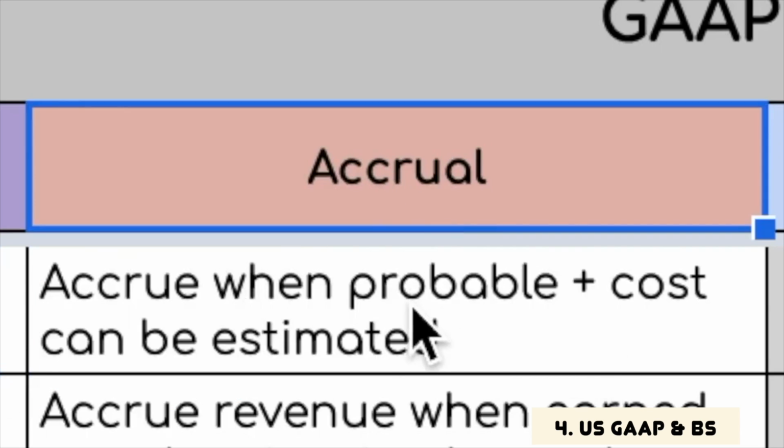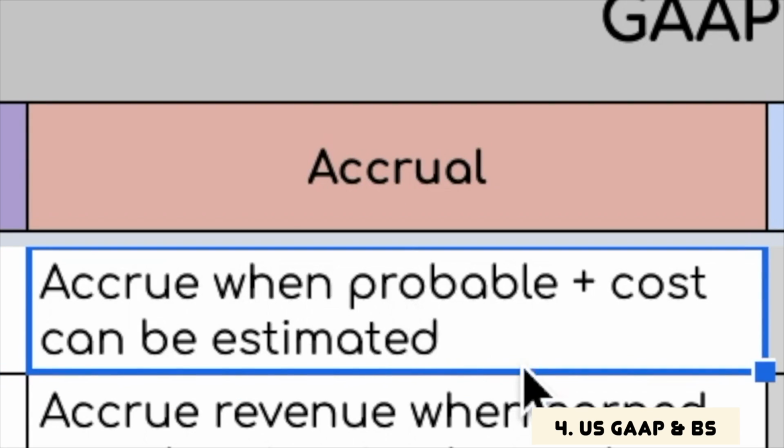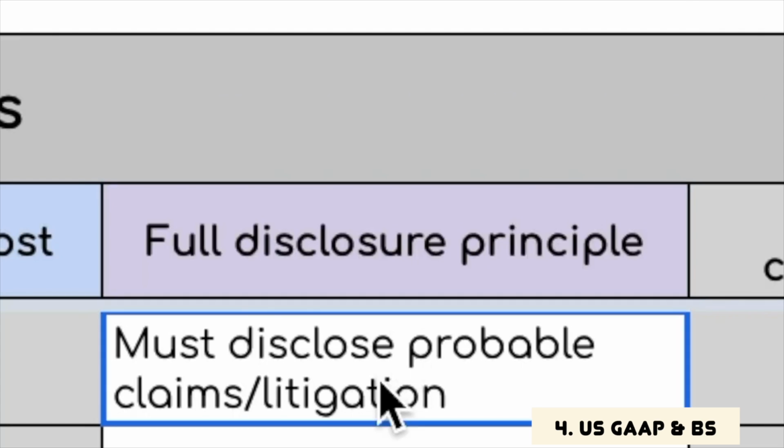The accrual principle, obviously from the name, this is accrued liability, so you're recording costs that are probable and the cost can be estimated. Full disclosure, you must disclose probable claims in litigation that are likely to materialize in significant cash amounts for the business.